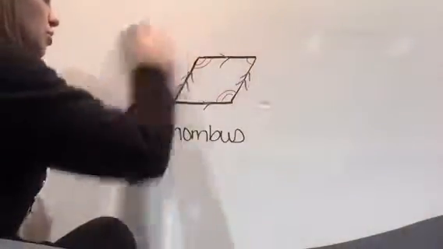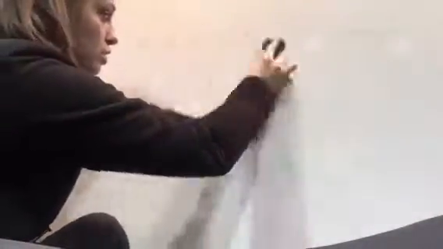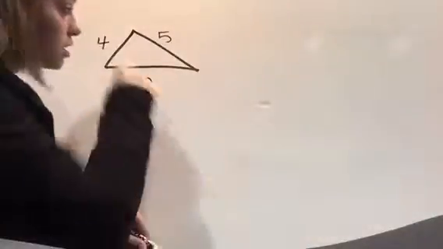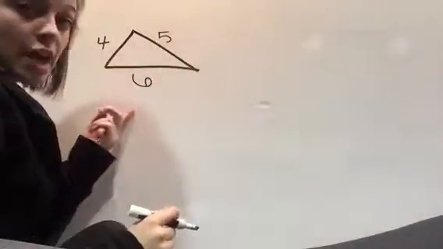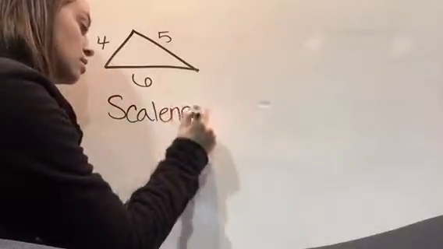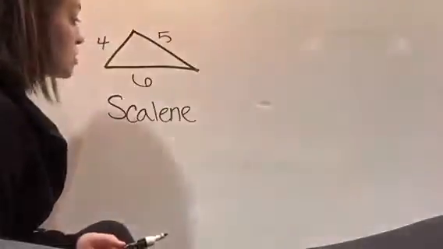And the last thing I want to talk to you about today is triangles. There are many different triangles, but the 2 ways you can define a triangle are by its sides and by its angles. So let's start with its sides. Let's say you're given a triangle with the sides 4, 5, and 6. You can see here that none of the sides of the triangle are the same. That means that the triangle is going to be a scalene triangle because none of its sides are the same.